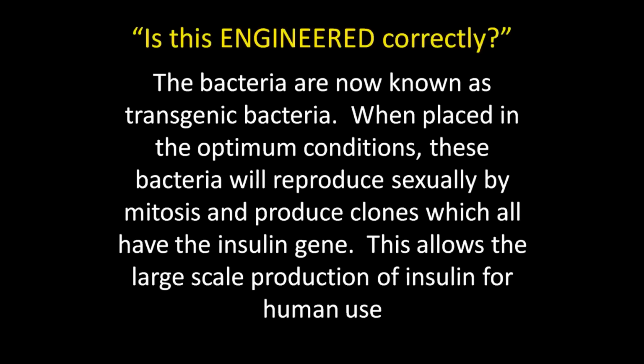The bacteria are now known as transgenic bacteria. When placed in the optimum conditions, these bacteria will reproduce sexually by mitosis and produce clones which all have the insulin gene. This allows the large-scale production of insulin for human use. Sexually is replaced with asexually.